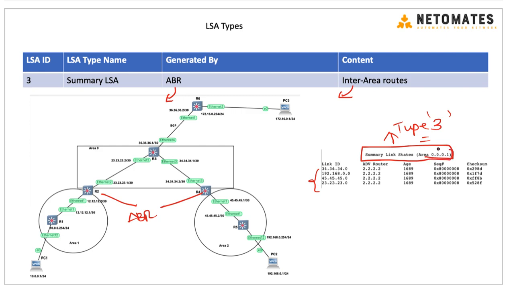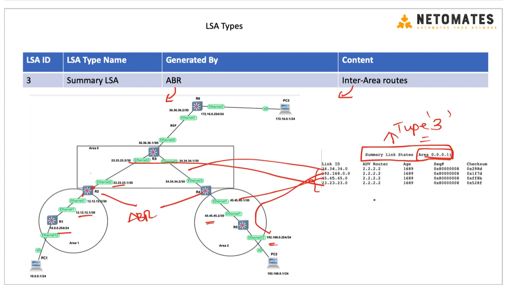We are looking at area 1, and this is the output from R2. Area 1 has this network and this network, and R2 knows about these because it has legs in two different areas, area 0 and area 1. It does not know anything about this network and this network. If you see the 192.45 network, 23, and 34, these 4 routes are not part of area 1.